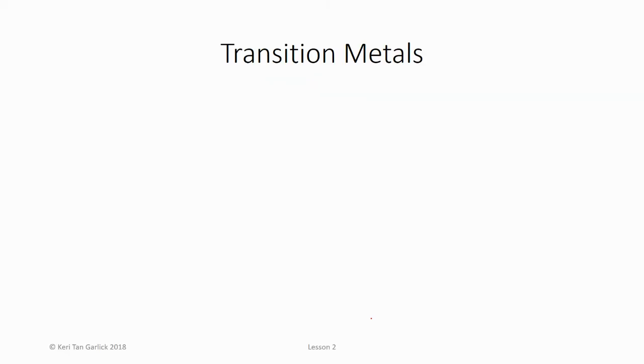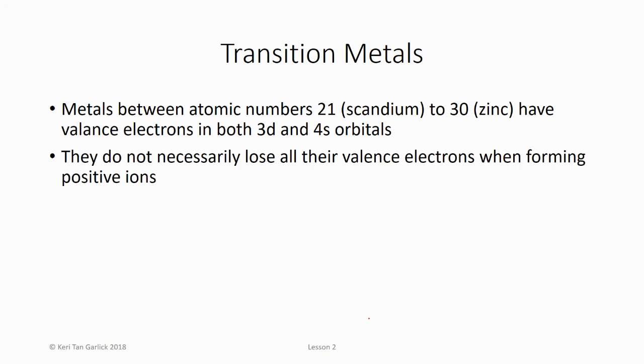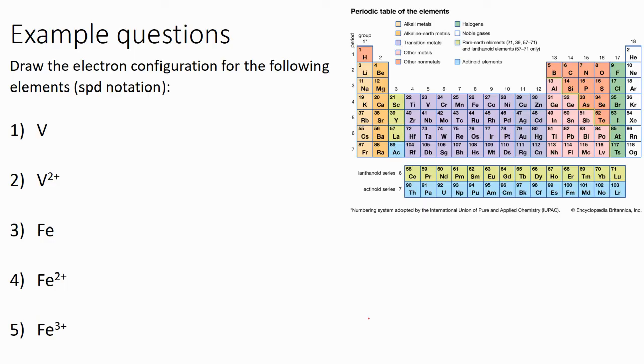Okay, transition metals are in the d block. They are metals between atomic numbers 21, which is scandium, and 30, which is zinc. They have valence electrons in both the 3d and 4s orbitals. Those are all called valence electrons. They do not necessarily lose all their valence electrons when forming positive ions. They will always lose electrons from 4s2 before any of the electrons in the 3d orbital. This is because 4s is further away from the nucleus. So let me show you with some examples.